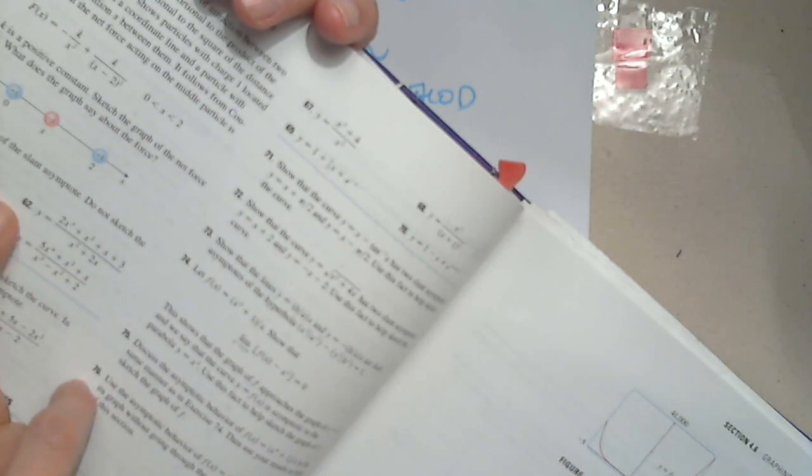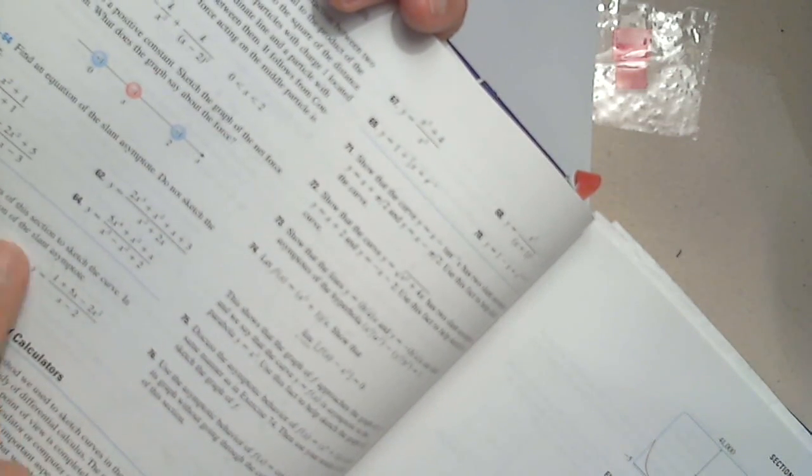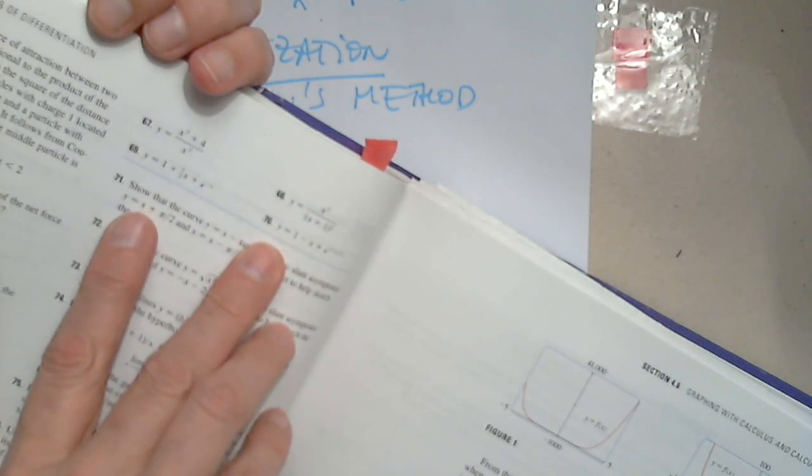So these problems are on page 318. Find the equation of the slant asymptote. Do not sketch the curve. So any of these, 61, 62, 63, 64, they all have slant asymptotes. Also, 65 through 70, they all have slant asymptotes.